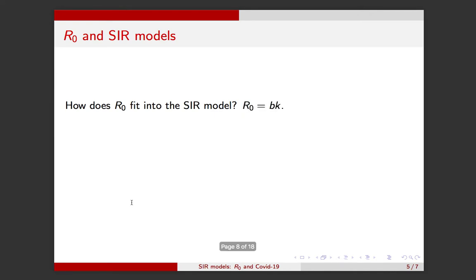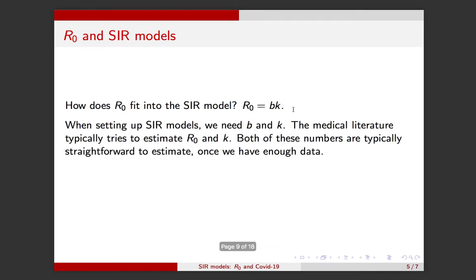There are some subtleties here that I'm not going to go into, but basically this is what R naught is in terms of our models. R naught is basically just a product of B and K. So B was an effective contact rate per day, and K was the number of days you're sick. If you multiply those, you get an average number of new infecteds produced by a single infected. So if you're going to build an SIR model, you need both B and K.